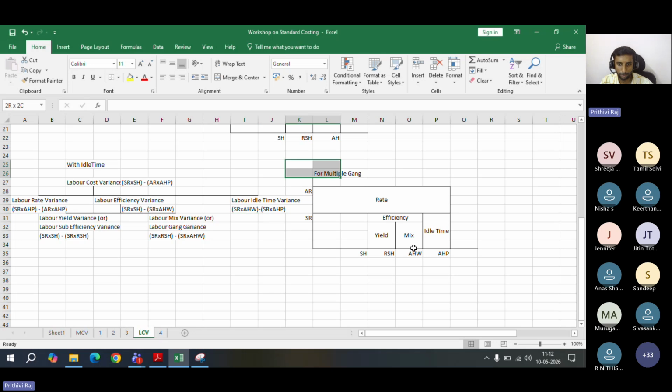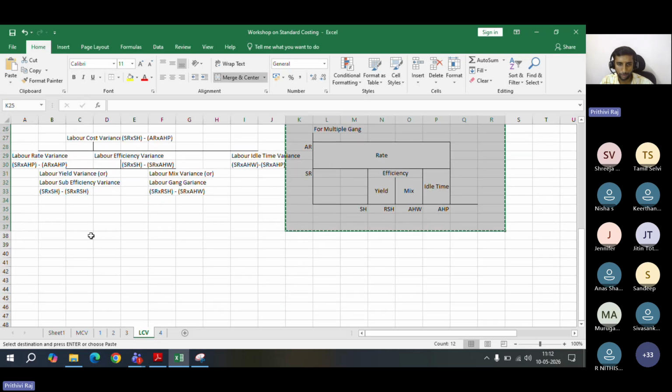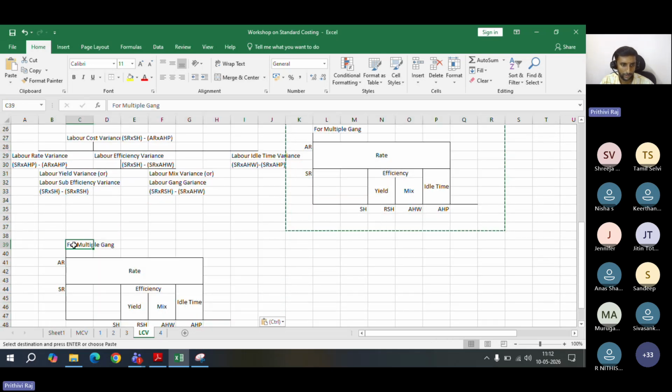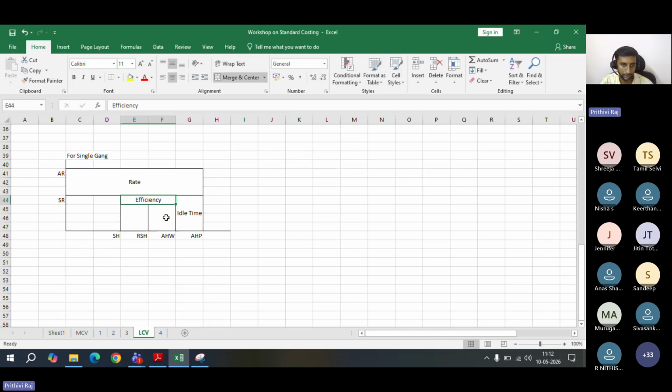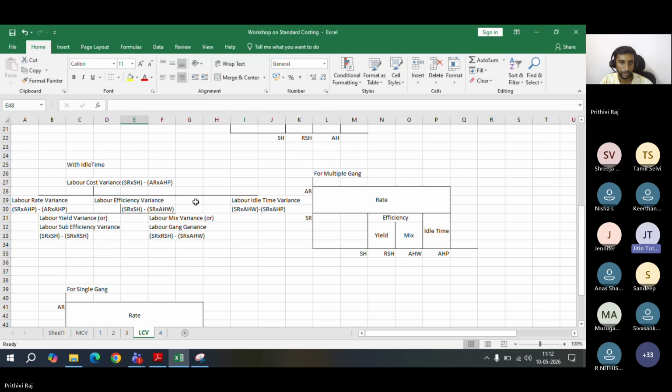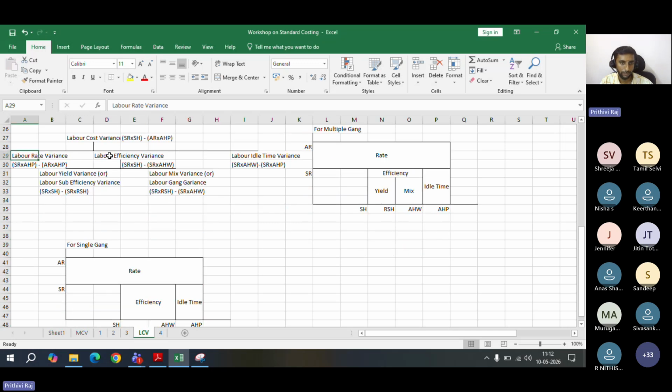If it is a single gang, what will happen? For your reference, for a single gang, what will happen? Same graph, there won't be a yield and mix, correct? Everything will be only efficiency. There won't be RSH. The idle time concept will be the same, for single gang with idle time and multiple gang with idle time. So there won't be labor rate, efficiency, and idle time, and no yield or mix variance. That's all.